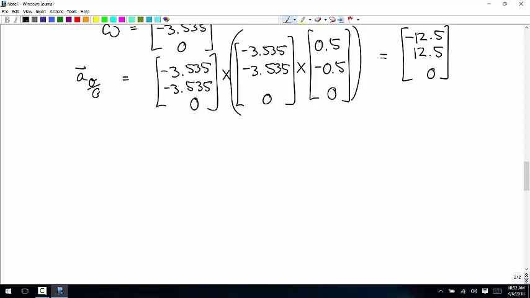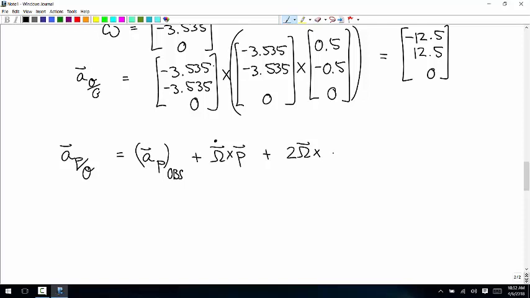So now the acceleration of P relative to the origin is equal to the acceleration of P that's observed, plus capital omega dot cross P, plus 2 capital omega crossed with the observed velocity of P, plus capital omega cross quantity capital omega cross P.